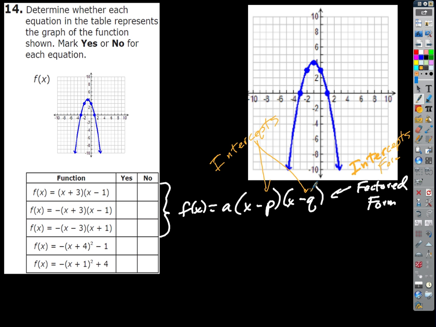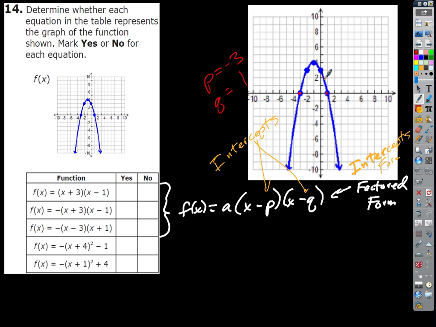So factored form or intercepts form. What are my x-intercepts? If I look up here, what are they? -3, right? So P could equal -3. What about that one? +1. So we could call Q +1. Those are the values that we're plugging in for P and Q.